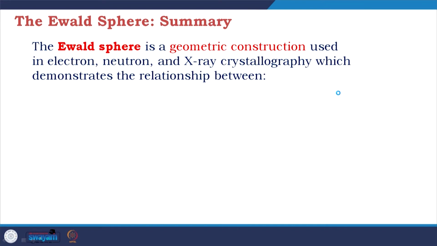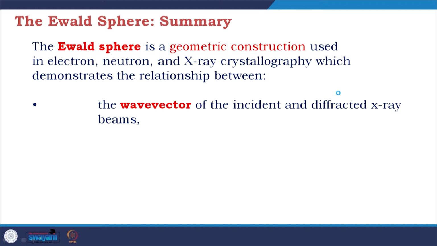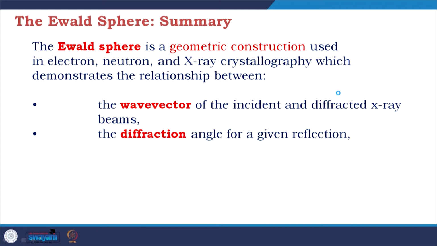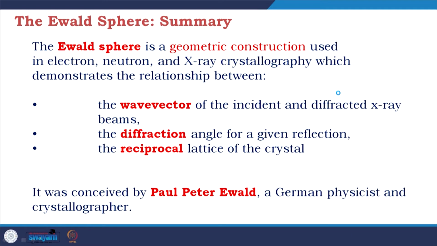So, in summary, the Ewald sphere is a geometric construction used in electron, neutron and X-ray crystallography, which demonstrates the relationship between the wave vector of the incident and diffracted X-ray beams S and S0, the diffraction angle for a given reflection and the reciprocal lattice of the crystal. And it was conceived by Paul Peter Ewald, a German physicist and crystallographer.